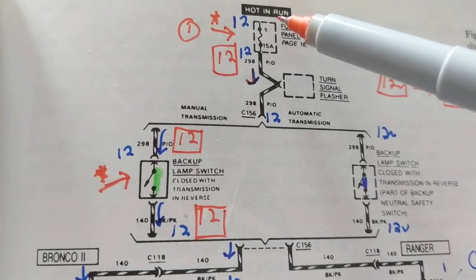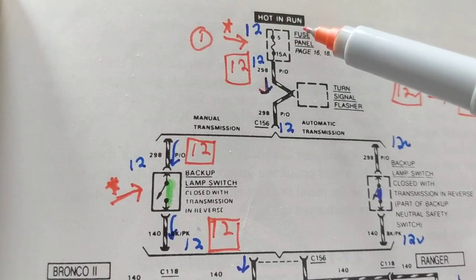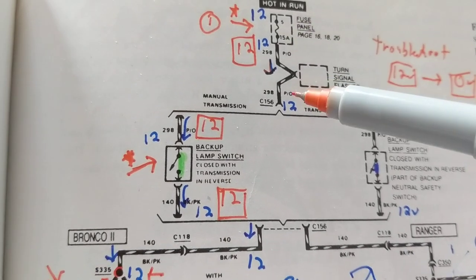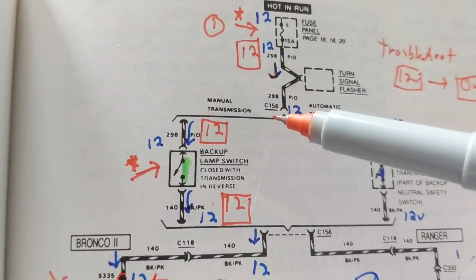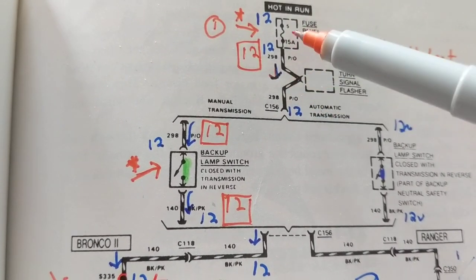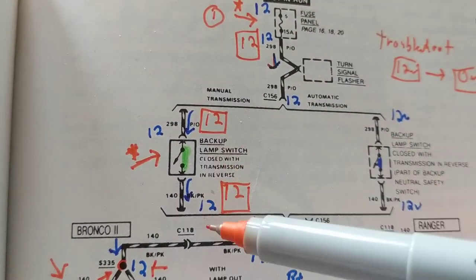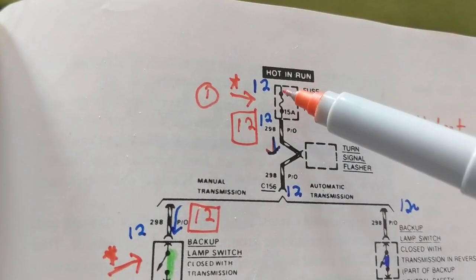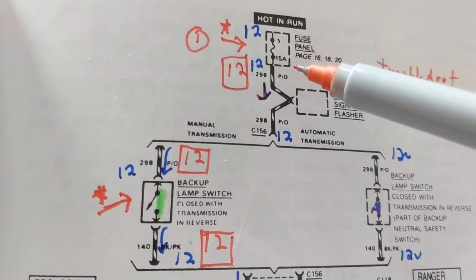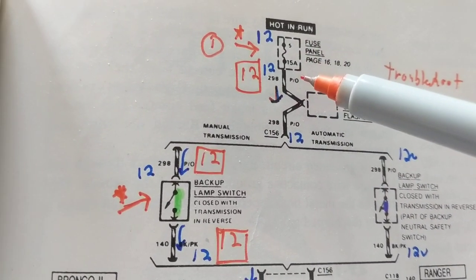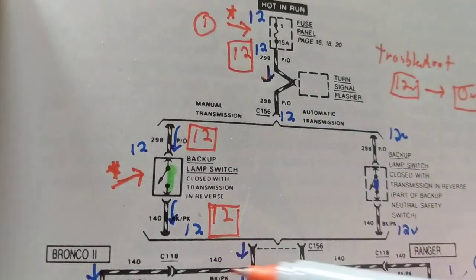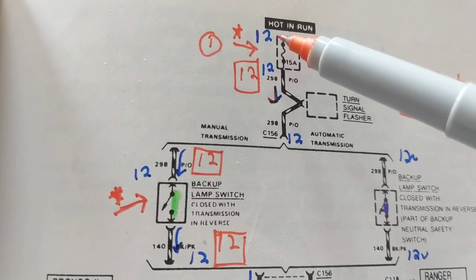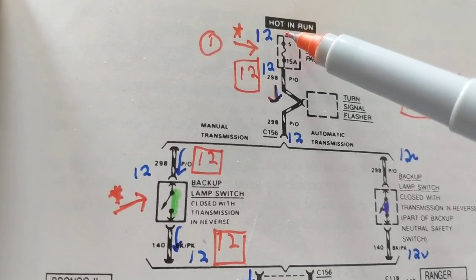First of all, current flows, and we have to be hot in run position. That means that we have to be in the run position. Now, one thing you will not notice here, you do not see the ignition switch in this schematic, even though we know we have to be hot in the run position. We have to put the key in the run position. So that's the thing that's left out of this diagram. However, we always start from here, from the fuse.